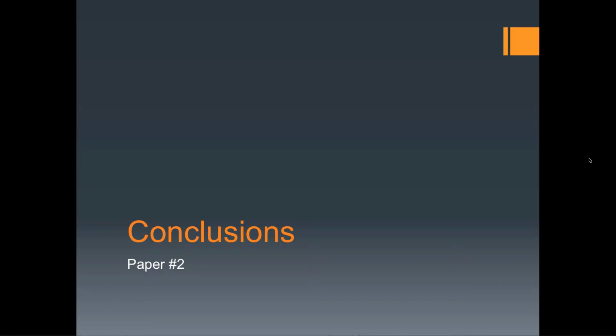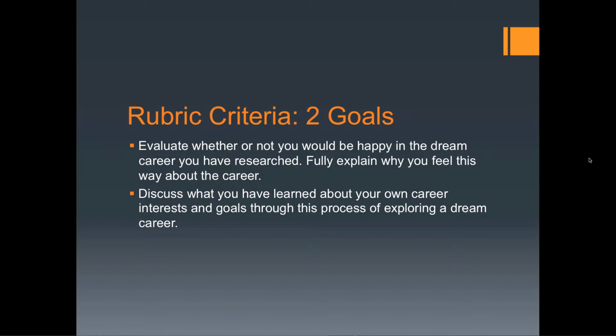Hi, in this video lecture I want to talk about conclusions for paper number 2. We've got two criteria to look at. The first is evaluating whether the dream career you've researched would make you happy and explaining why or why not. And the second goal for our conclusion is to discuss what you've learned about your career interests and goals through this process. These are two separate ideas that could very easily mean that you need to have two separate paragraphs.